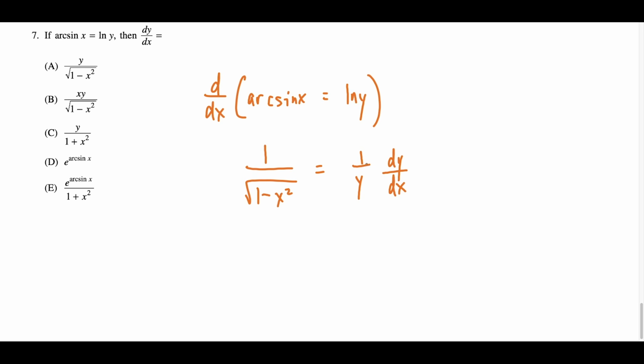So then all we have to solve for here is dy/dx, so we're going to multiply both sides by y. And then the resulting fraction, our final answer, is going to be y over square root of 1 minus x squared. That's dy/dx. And we look to the answer choices here, and this is going to match choice A.